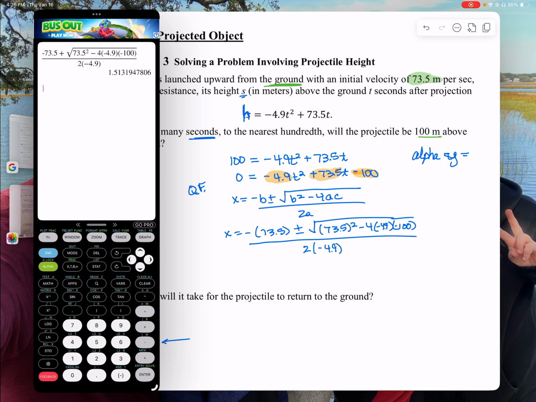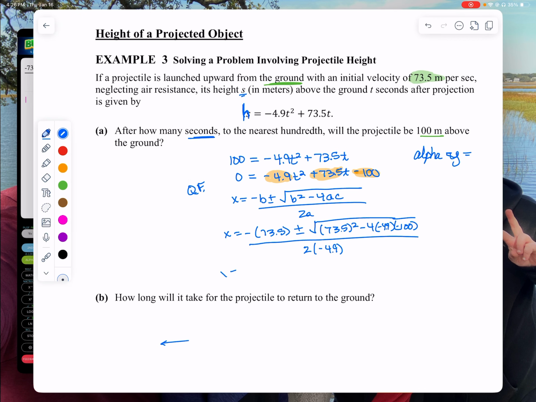So that gives me an x of 1 point, did they say to round it to the nearest hundredth? So here we go. Here's my tenths, hundredths, thousandths. So when I round it, that's not going to go up. So it's going to be 1.51. So almost 1.5, a little bit more than 1.5 seconds. All right. Now, let me show you something.